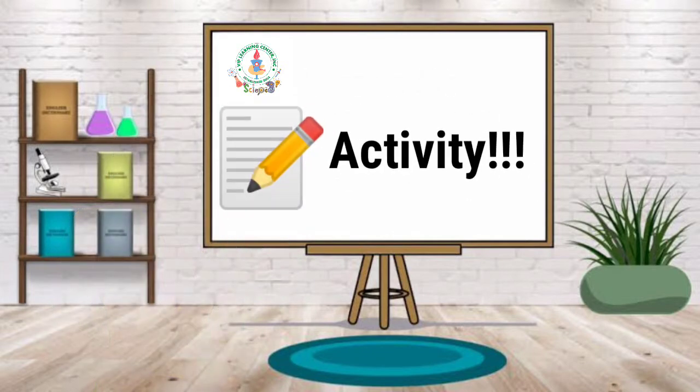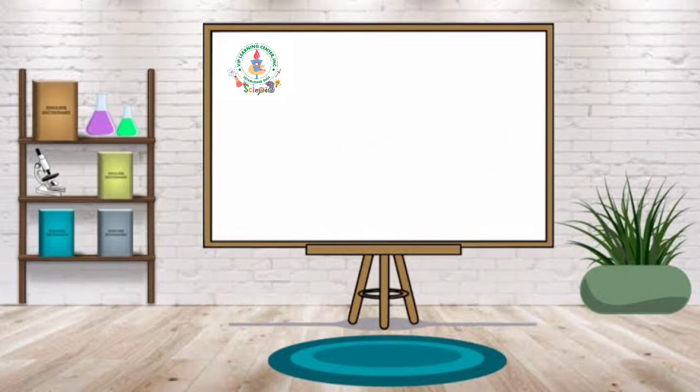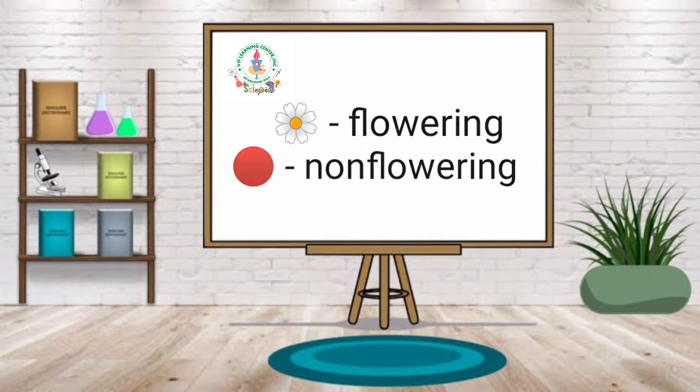Recall what you have learned about flowering and non-flowering plants. Classify the following examples as flowering or non-flowering. Draw a flower in the blank if it is a flowering plant, or a circle if it is non-flowering.